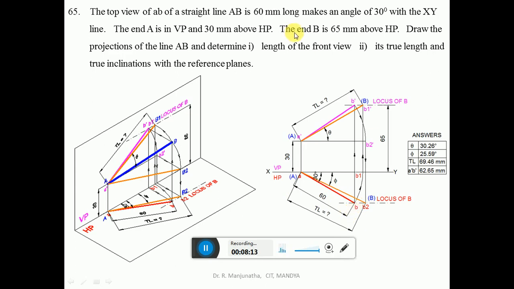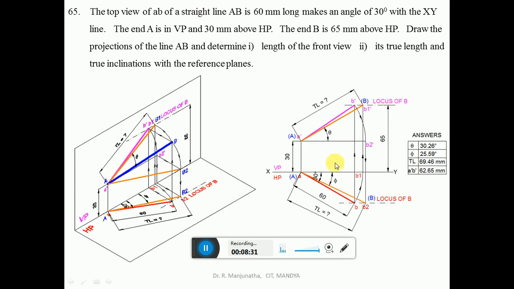Then the end B is 65 mm above HP. So from the XY line you measure 65 mm above HP, that is in the vertical plane, and draw a dash-dot line, which is going to be a horizontal dash-dot line 65 mm above HP. So this is going to be the locus of B in the front view.